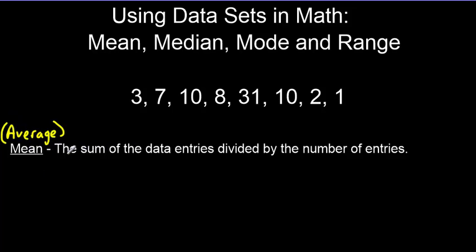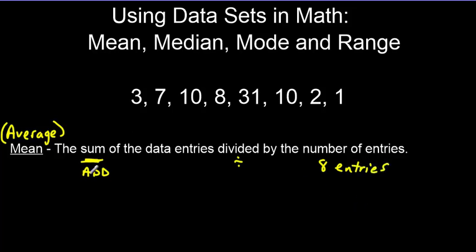So let's go ahead and start doing some of this math. The average or the mean is the sum of the data entries divided by the number of entries. So the sum means we're going to add all of our entries, and then divide by the number of entries. So 1, 2, 3, 4, 5, 6, 7, 8. So we're going to divide by 8 entries.